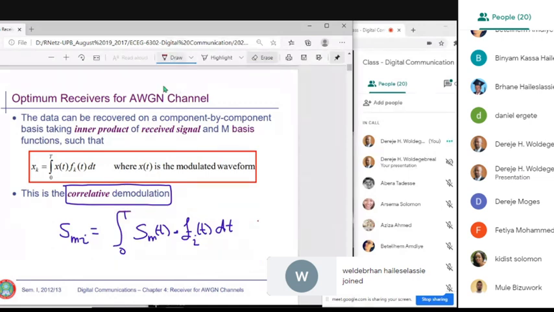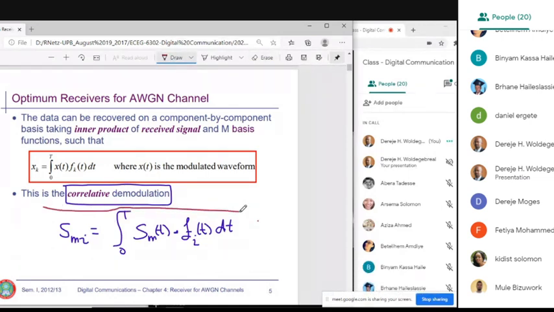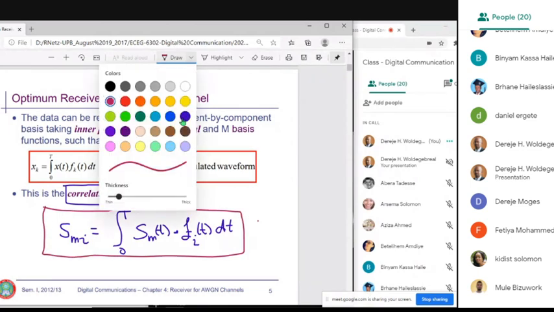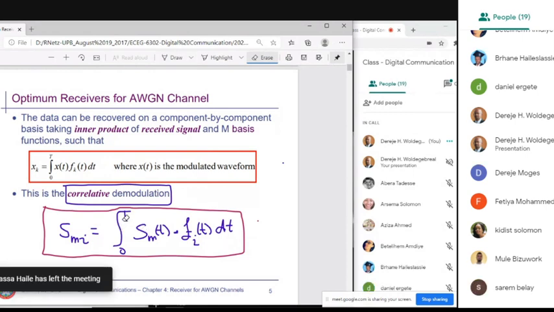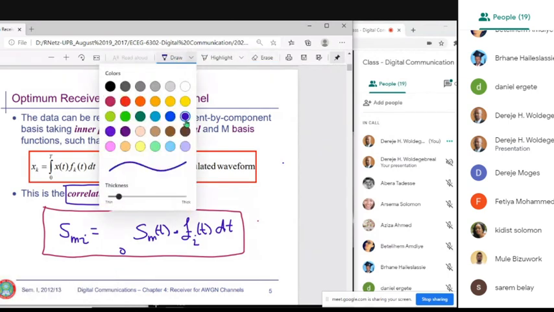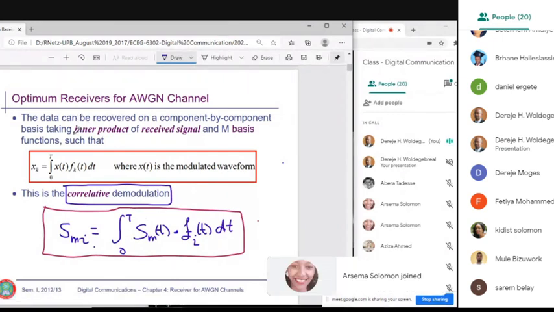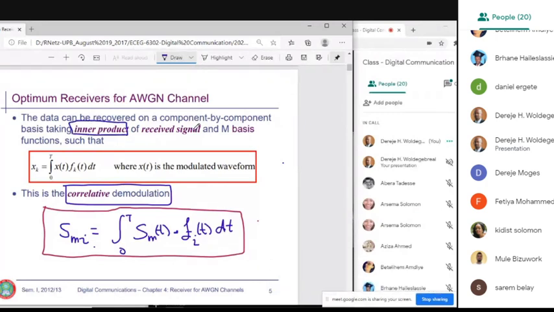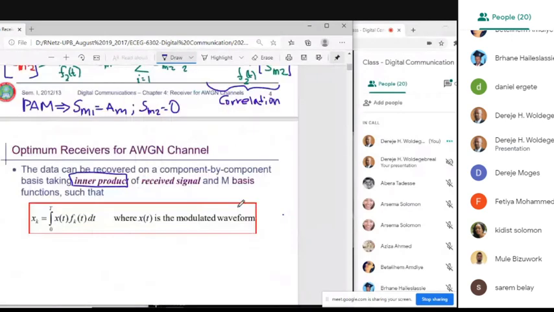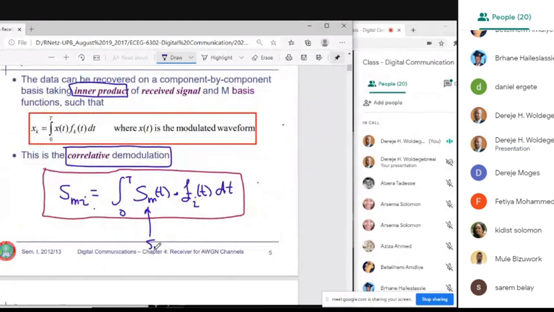So this is an inner product operation. Okay, correlation is performed via inner product operation. SMi and R of t. Okay, as you understand, SM of t is the same as R of t.